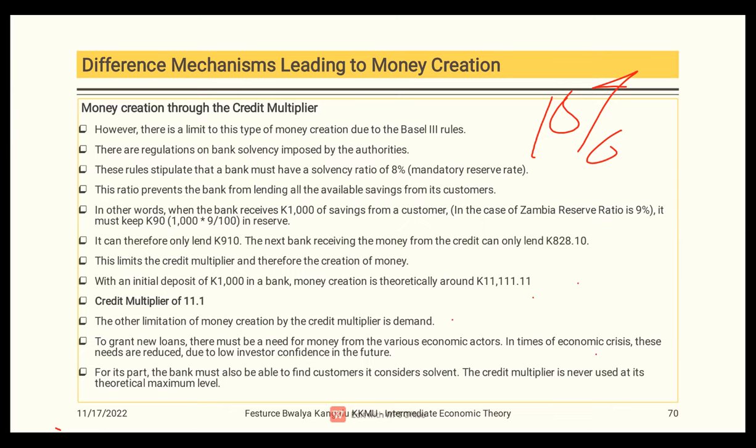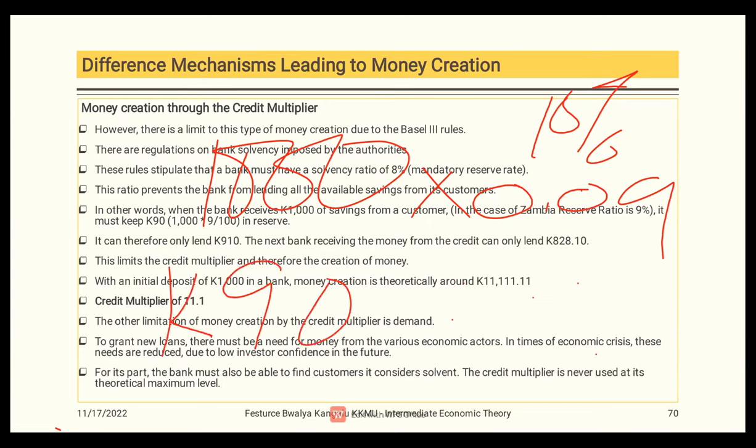So, for example, if a bank receives 1,000 kwacha, you give the bank 1,000, and the reserve ratio is 9%. It will keep 9%. How do we do that? 9% is 0.09. So you say 1,000 times 0.09, and you find 90. Out of the 1,000 that you deposit, they only keep 90 kwacha. Then the rest of the money is given out for loans.